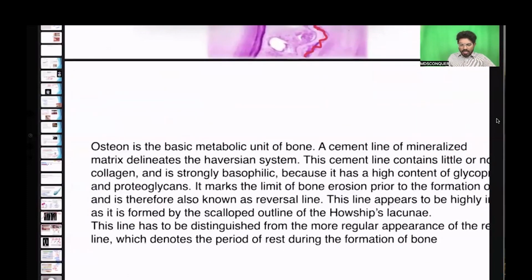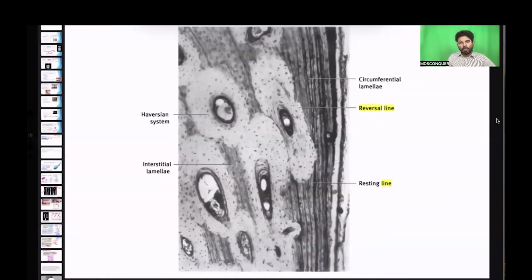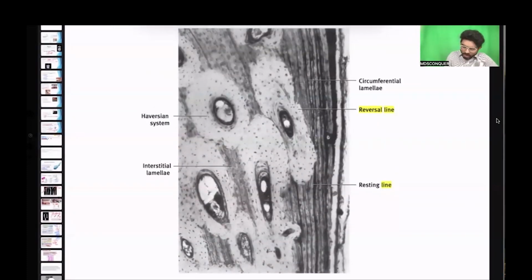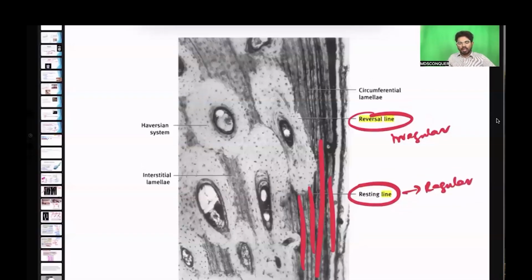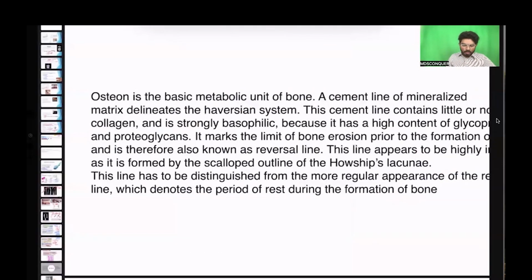Similarly, you can see such a line in the case of your bone also. In bone you can see the reversal line and the resting line. The major difference between a reversal line and a resting line on histopathology is that the reversal line is irregular, whereas resting lines are nice and regular. So what are the lines which are given in Orban's?